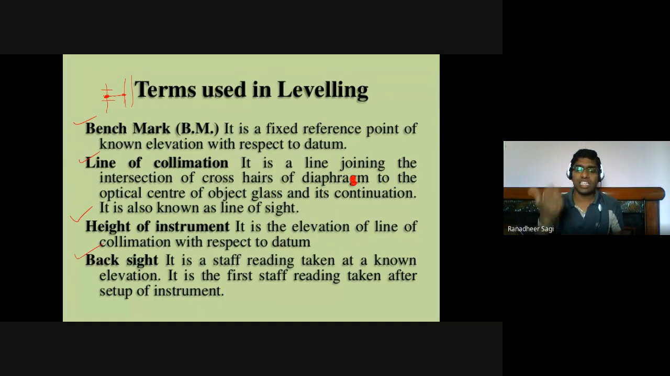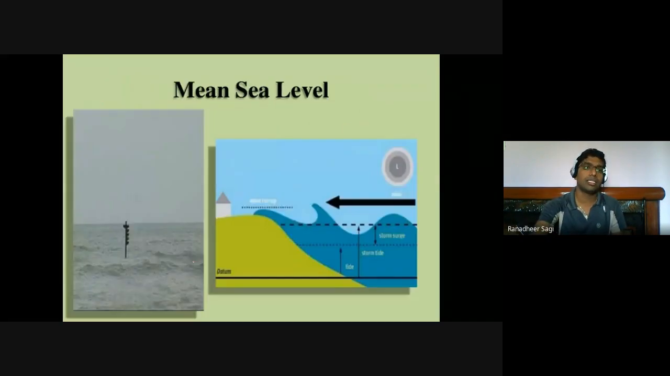And that leveling staff reading, whatever I take right after placing the instrument at some point, is the first reading you take by placing the leveling staff after setting up the instrument. So it is the staff reading taken at a known elevation. It is the first reading taken after setting up your instrument. Once we start talking about how we take the readings, we'll be able to understand which reading is called the backside reading, and which are called the other readings.